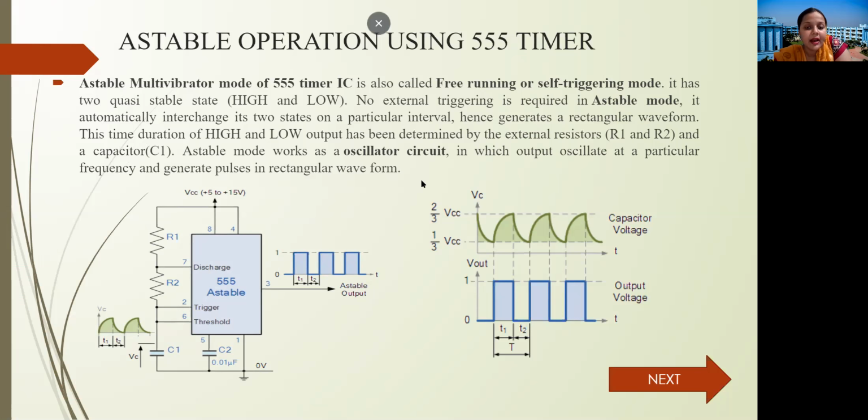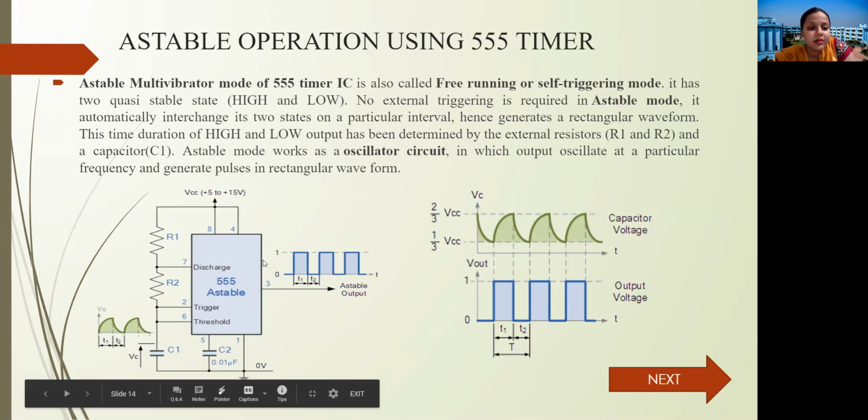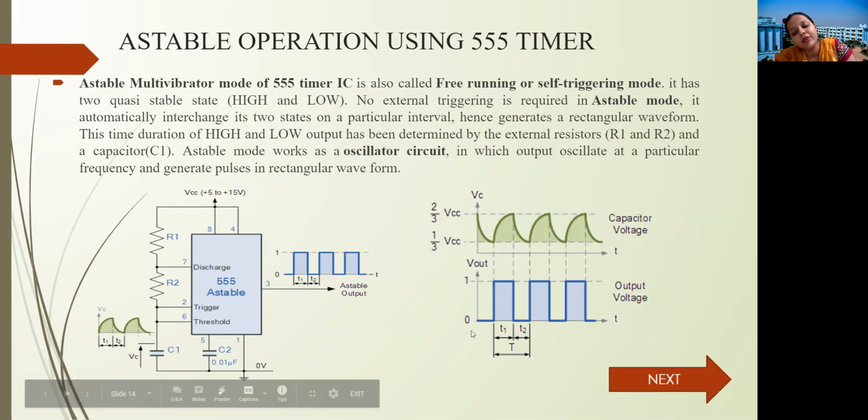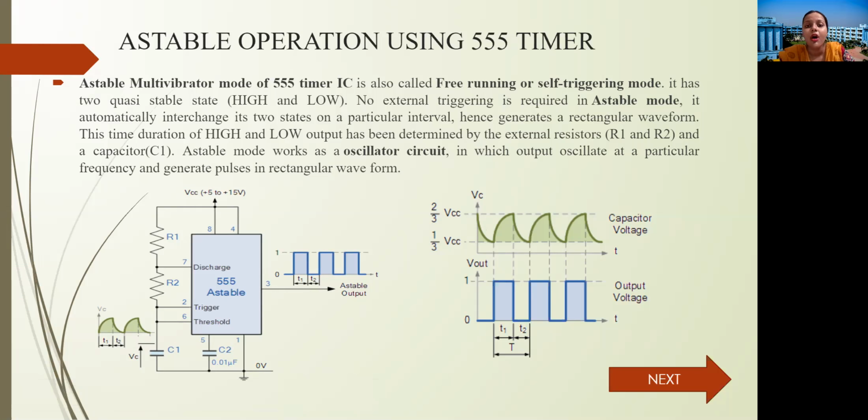This is the diagram of 555 timer in astable mode. First see this waveform. Whenever the capacitor gets discharged, we are getting lower pulse, and whenever it gets charged, we are getting upper pulse. So this is the generation of square wave in astable mode operation.